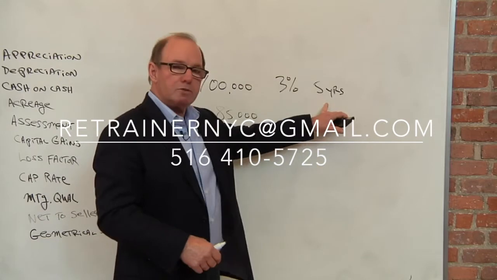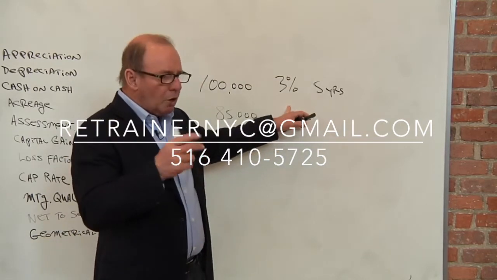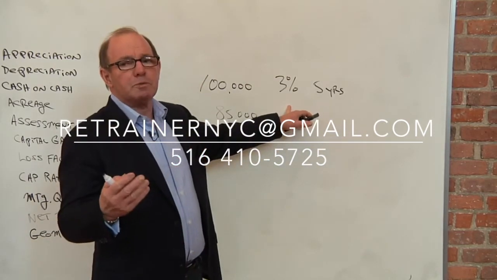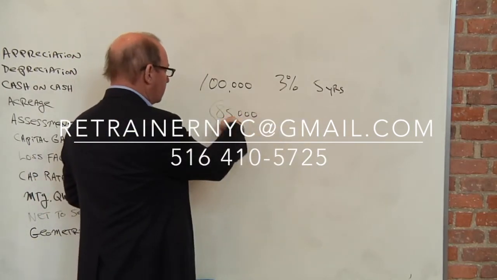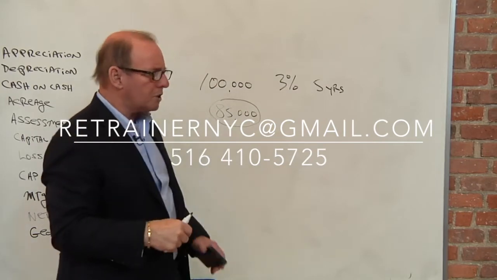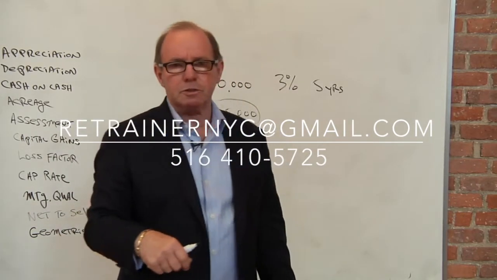We take the 5 years times the 3%. Our value is depreciated by $15,000. So $100,000 minus $15,000 gives us $85,000. That's one type of depreciation problem that you're likely to see.